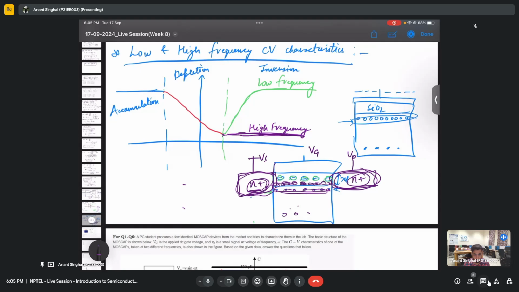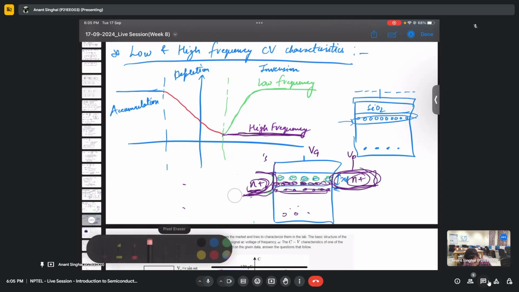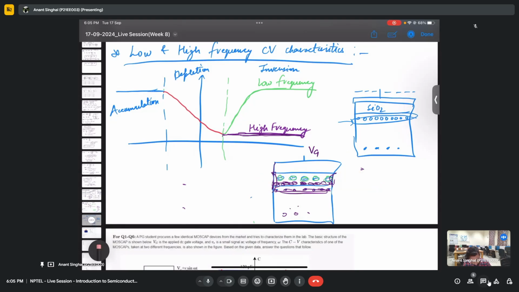Right now we are only covering the MOS cap, so just forget about these two buckets. Right now we are dependent upon the frequency. So if we have a very high frequency, we will not be able to form this, the thing that I am removing right now. I hope it makes sense now. Yes, sir. So at high frequency, the thermal generation of electrons will take place, but it is not fast enough to respond to the high frequency variations.